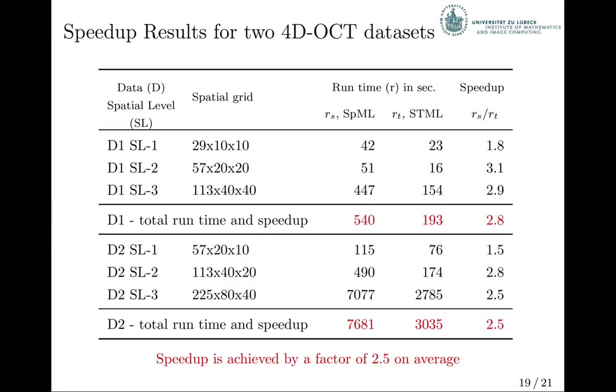But there is a significant difference in the speed up. So we are comparing here the two data sets, D1 and D2. As you see here, the total runtime from our proposed scheme is only 200 seconds, and from the other method it's 540 seconds. So we observe a speed up of around 2.8. And for the second data set, we also observe a speed up of around 2.5.